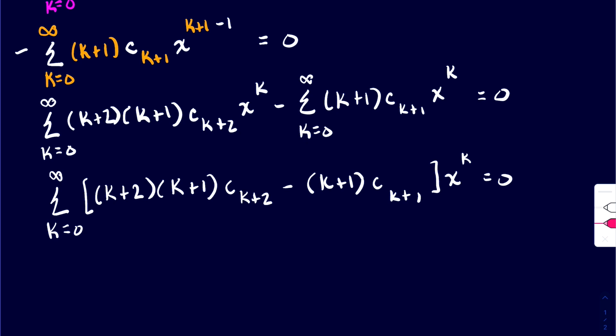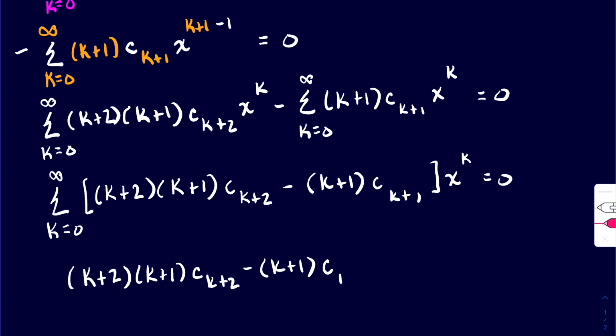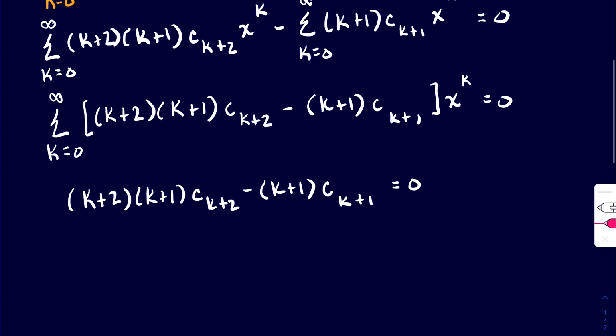So we'll have (k+2)(k+1)c_{k+2} − (k+1)c_{k+1} = 0. And if we isolate c sub k plus 2, let's see what we get.